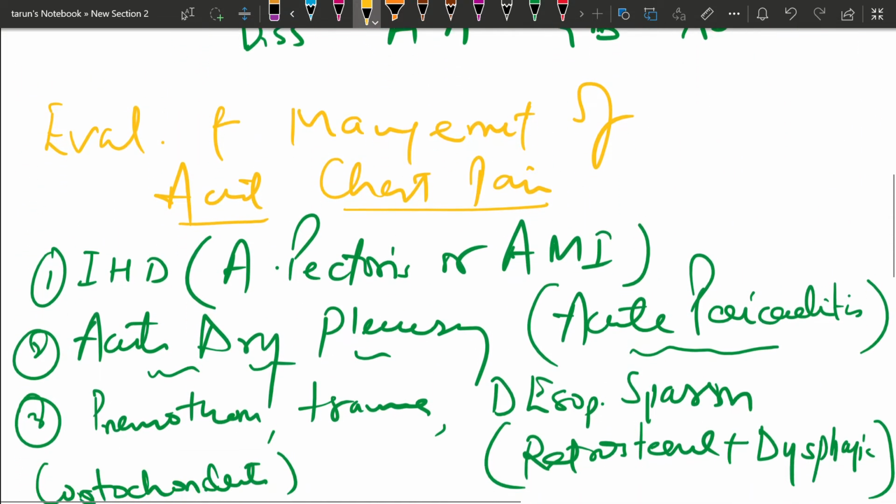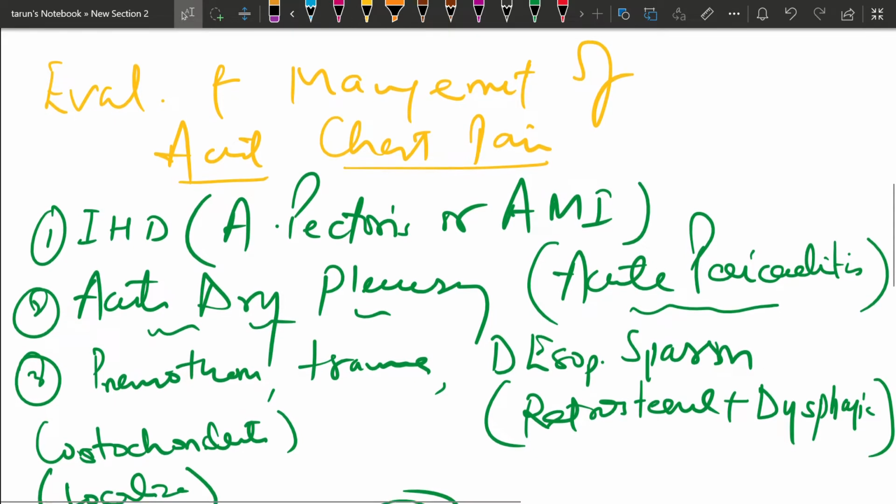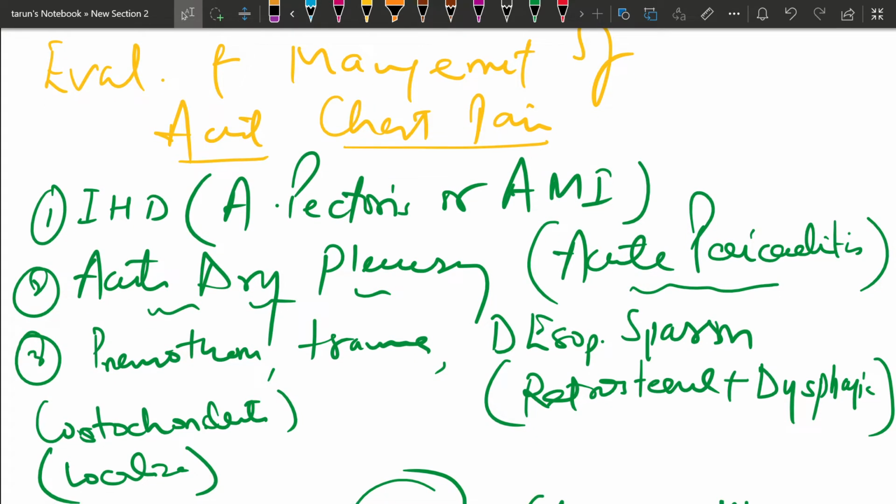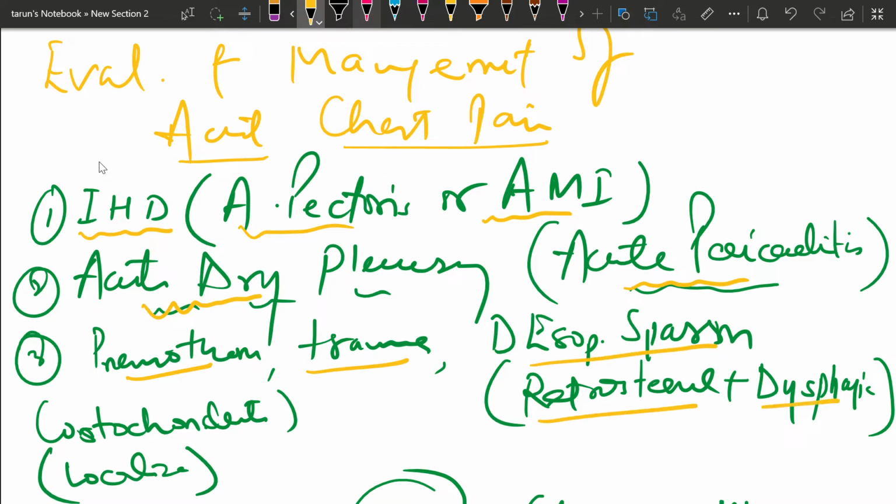We again revise. We are discussing the evaluation and management of a case of acute chest pain. The causes could be ischemic heart disease, like angina and acute myocardial infarction. Then acute dry pleurisy, seen in acute pericarditis. Then pneumothorax, trauma, and diffuse esophageal spasm, in which we find retrosternal chest pain with dysphagia.